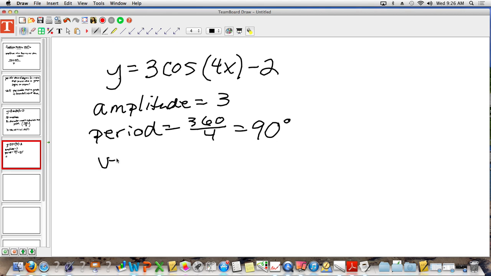And then we have what I've been calling a shift. I'm going to be a little more specific here. It isn't just a shift. It is a vertical shift. What is the vertical shift? -2. It is -2.